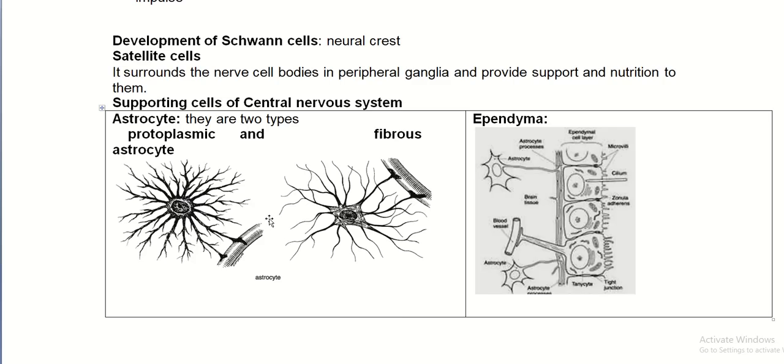Now, the supporting cells of the central nervous system. The first one is the astrocyte. There are two types, protoplasmic astrocyte and fibrous astrocyte. These are the foot processes of the astrocyte, and they are related to the external surface of the blood vessels of the brain, forming the blood-brain barrier.